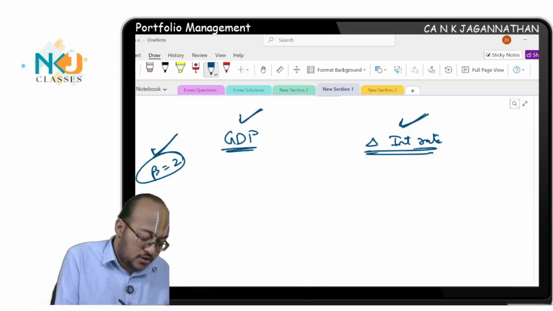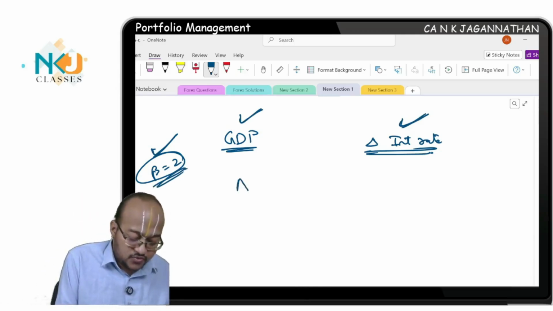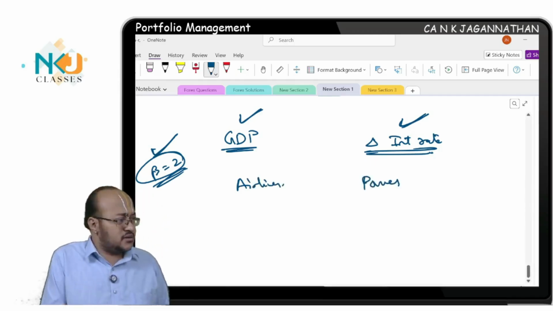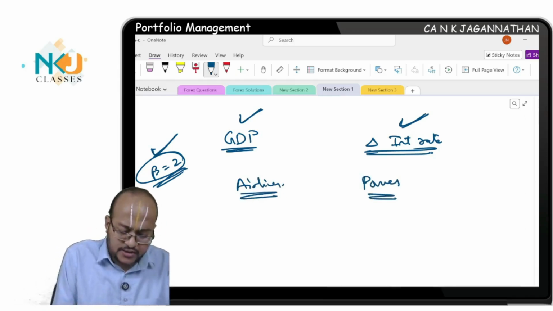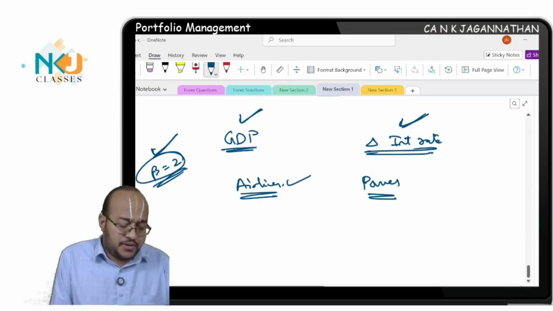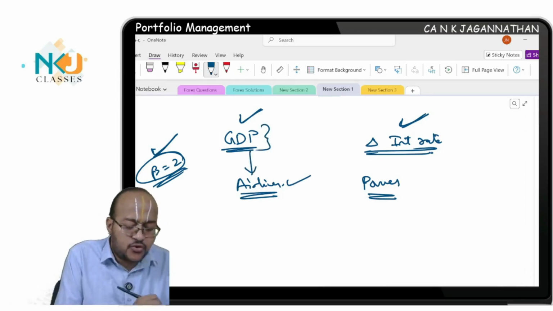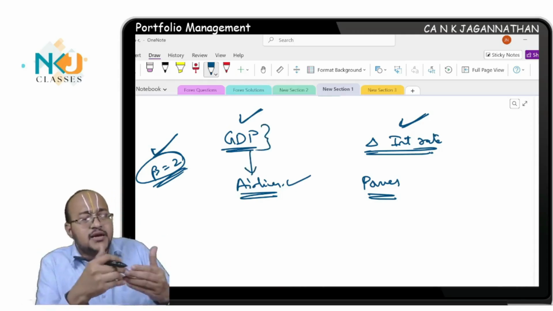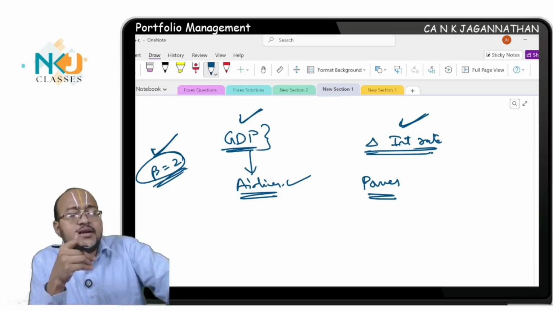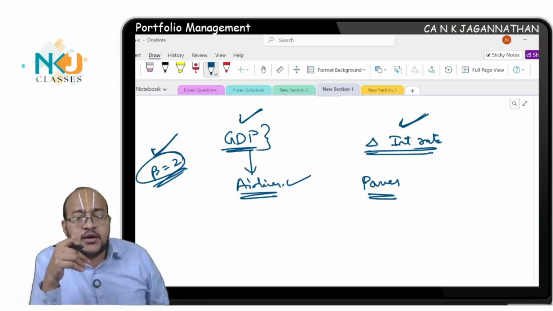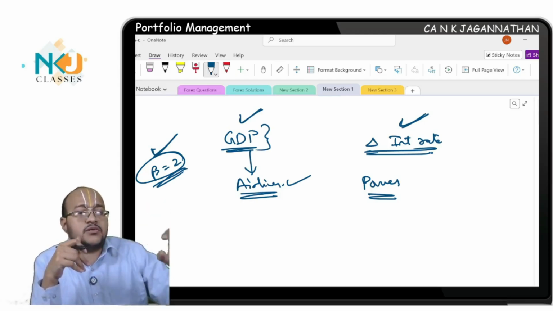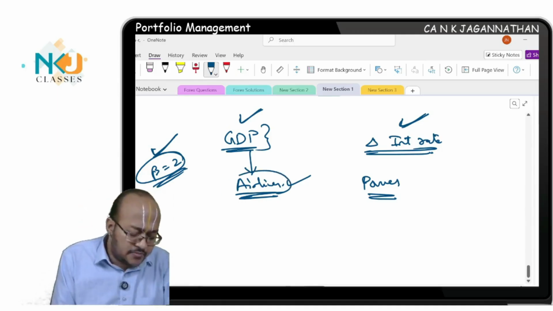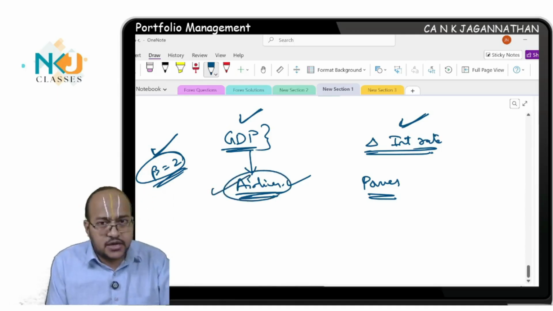That is wrong. Why? Because I take two companies, one is an airlines company and the other is a utility power based company. The airlines company is heavily dependent on GDP performance. Suppose the GDP data for the past 2 quarters is negative, or there is a decline in GDP, and the country is moving into recession. In that case, will this airline company's P&L get affected? Of course it will be affected.